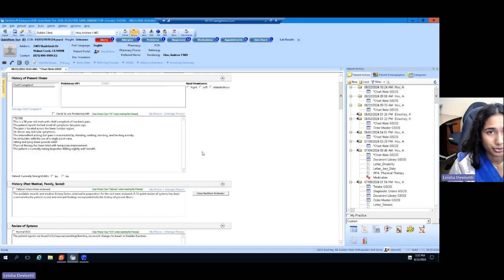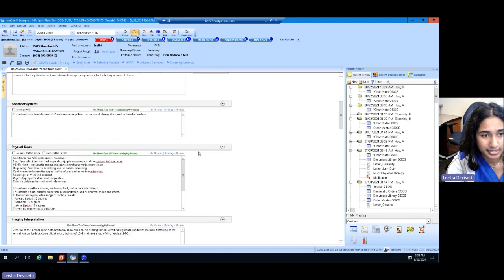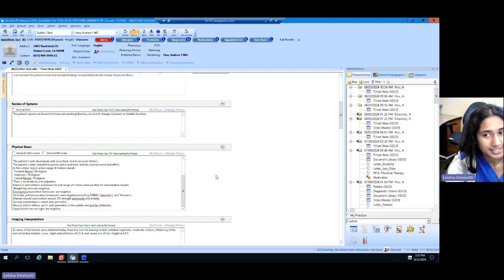And that's how you do the chart note for a patient who's coming in for only low back pain and they're a new patient. This is kind of what it looks like. It doesn't deviate much from this, which is nice.